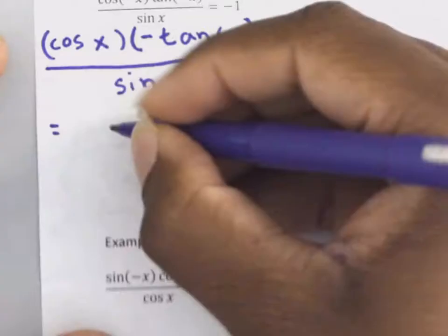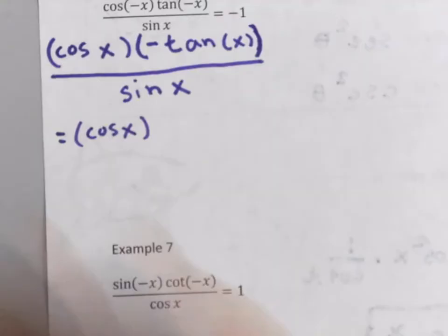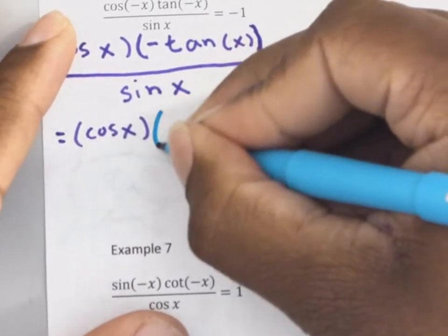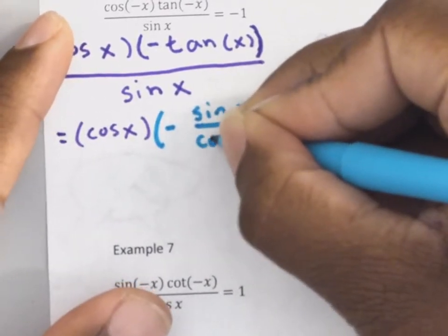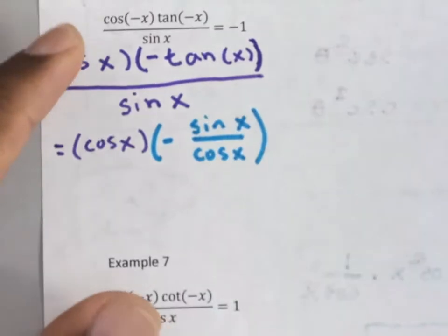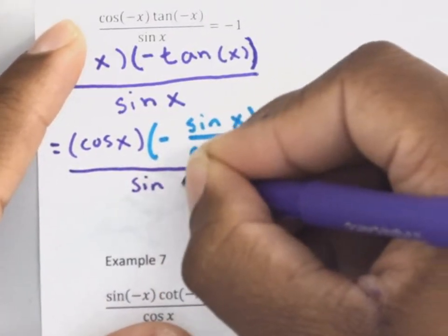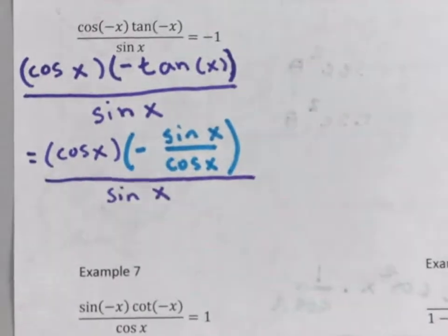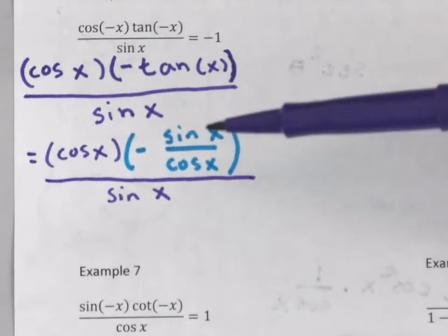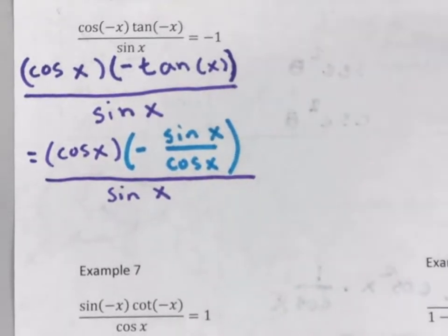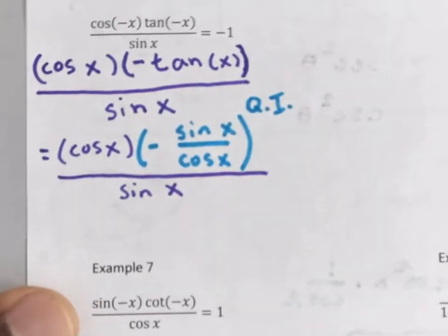So not changing cosine x, that's going to stay the same. What I will change though is tangent to be negative sine x over cosine x. And then this is all divided by sine x. So I rewrote tangent to be these two things. Everybody okay with that? That's the quotient identity. Maybe I should start writing this down. This was QI for quotient identity.